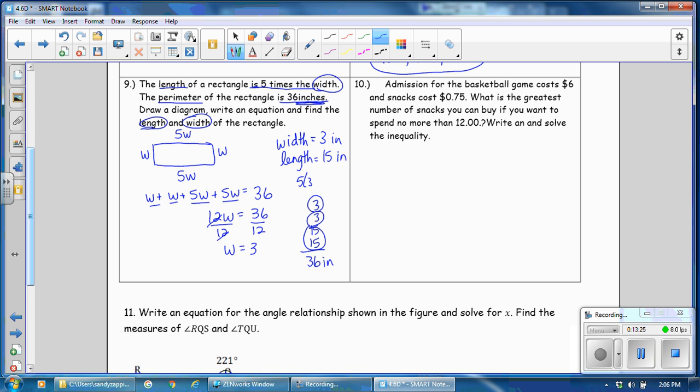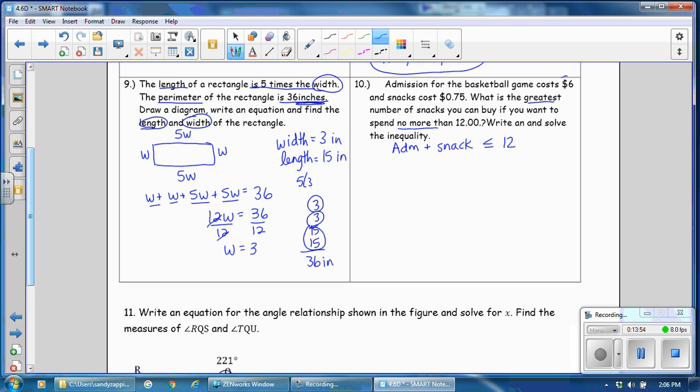Admission for the basketball game costs $6. Snacks cost 75 cents. What is the greatest number of snacks you can buy if you want to spend no more than $12? Write and solve the inequality. So the money that you're spending is going to be spent on admission, and it's going to be spent on snacks. You want to spend no more than $12. So you could spend $12 or you could spend less than $12.